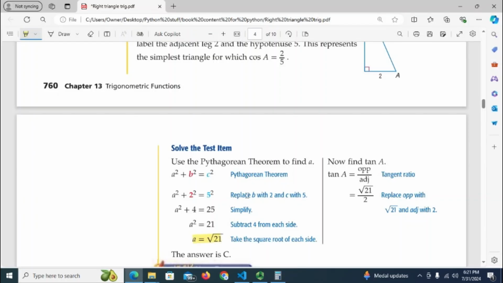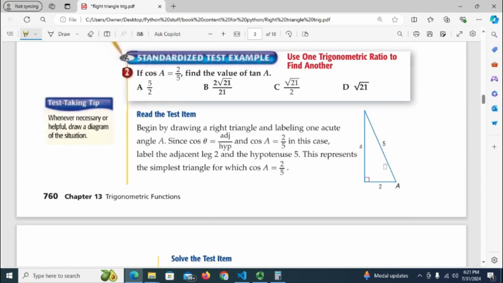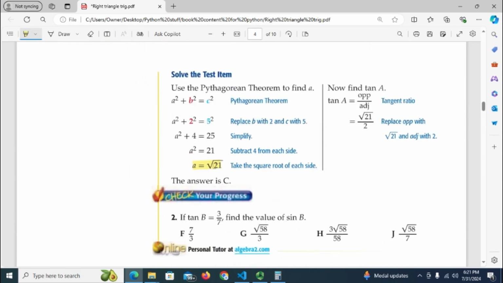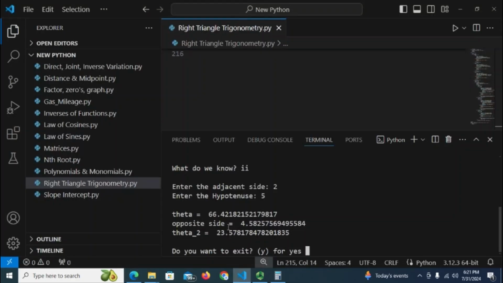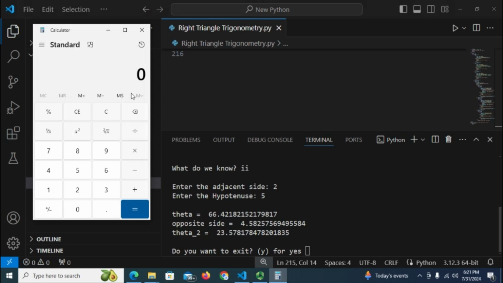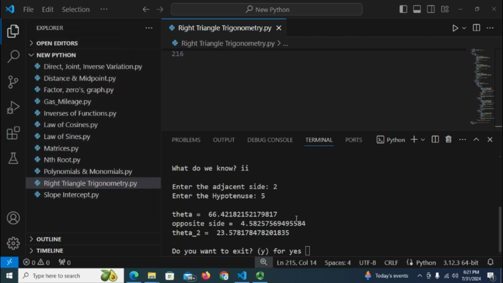All right. So the book computes the side A here and gets that A is root 21. And the problem solves for tangent of A. That's what it's asking. Find the value of tangent of A. And the tangent of A is root 21 over 2. But the opposite side is root 21. And our program says the opposite side is 4.58. So let's see, 4.58 is root 21. So we hit 21 and take the square root. It is 4.58. So we get the right answer, but the textbook is asking for the tangent. So it's something that I wasn't fully paying attention to. But the program is running it correctly and efficiently for right triangle trigonometry. All right, so this was a Python program for right triangle trig. Thanks for watching.